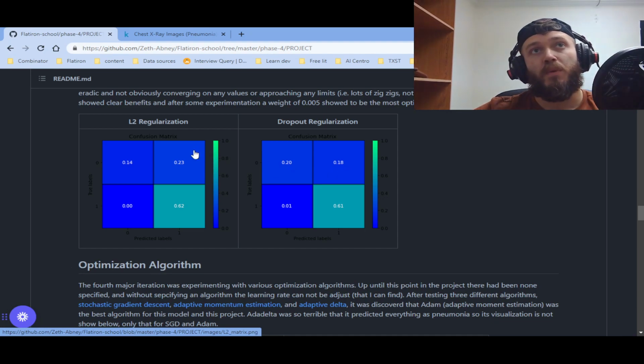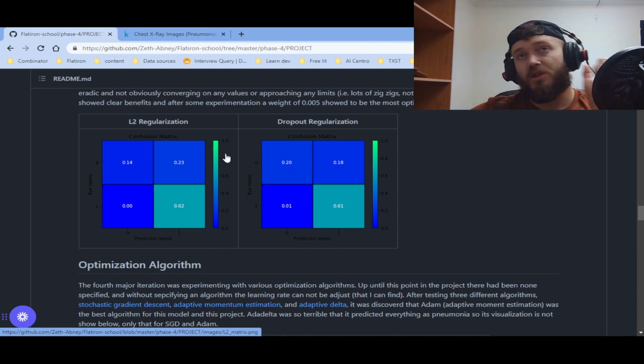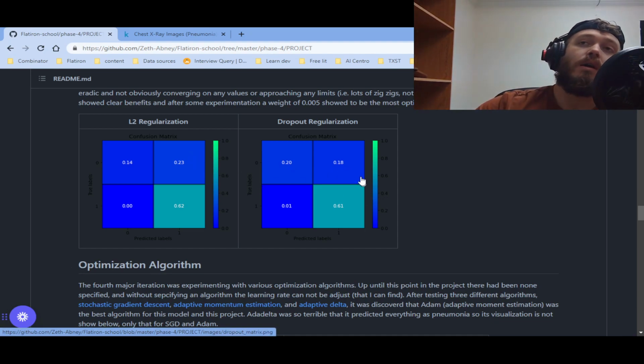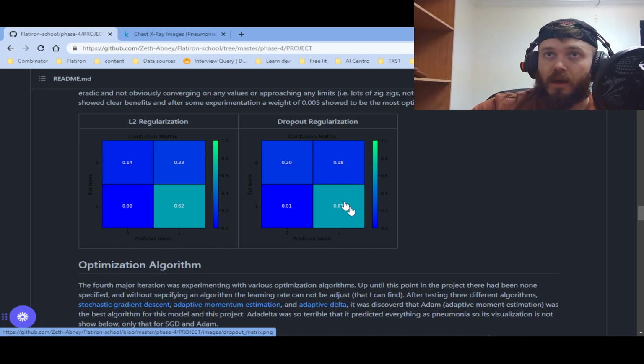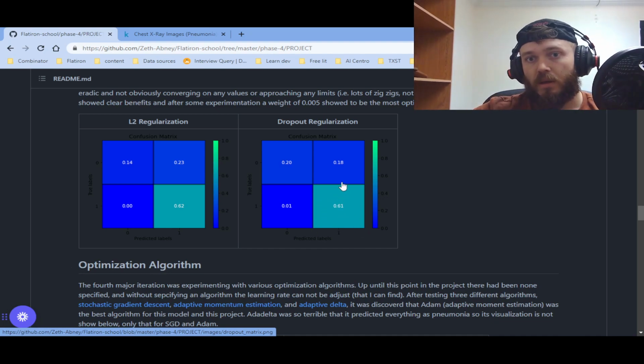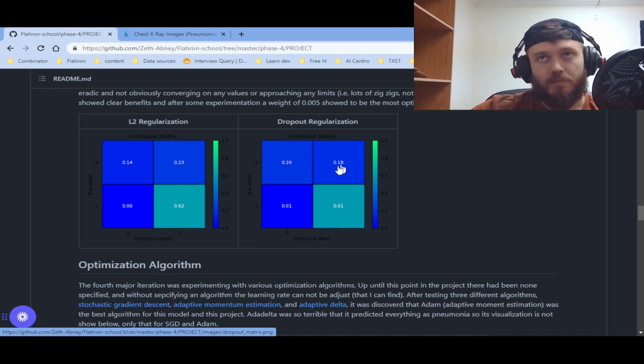So when we went from just L2 regularization to adding dropout regularization, basically the only difference was that we predicted all the same cases as pneumonia correctly. The difference being that less of the normal cases were being misclassified as pneumonia. So we had less false positives, more true negatives.